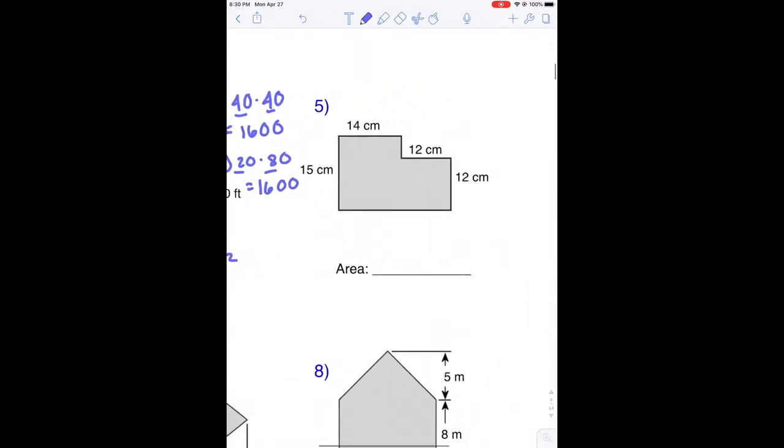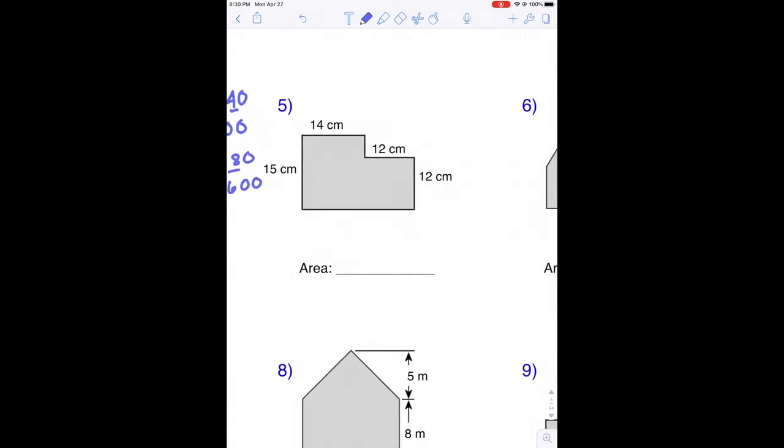Number 5, I think you could split this up in 2 different ways. You could draw a line here and have a shape 1 and a shape 2. Or you could draw a line here and have a shape 1 and a shape 2. Either way works. This way is going to be a little bit more work because you'll have to figure out what this length is and what this length is. This one is 12, but we don't know what this one is. So I'm going to split it up the other way. Either way will work though. I'm going to do it this way.